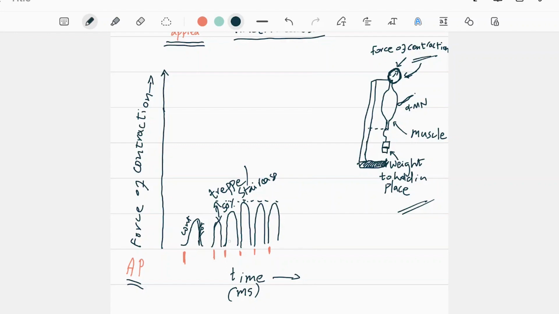So what I believe the treppe phenomenon or staircase phenomenon is caused by is most likely the heat that is developed from this muscle contraction, causing the cytoplasm of the muscle to become less viscous and more fluid, allowing the contraction to be more smooth. You understand? Whenever you contract the muscle, it generates a little heat.